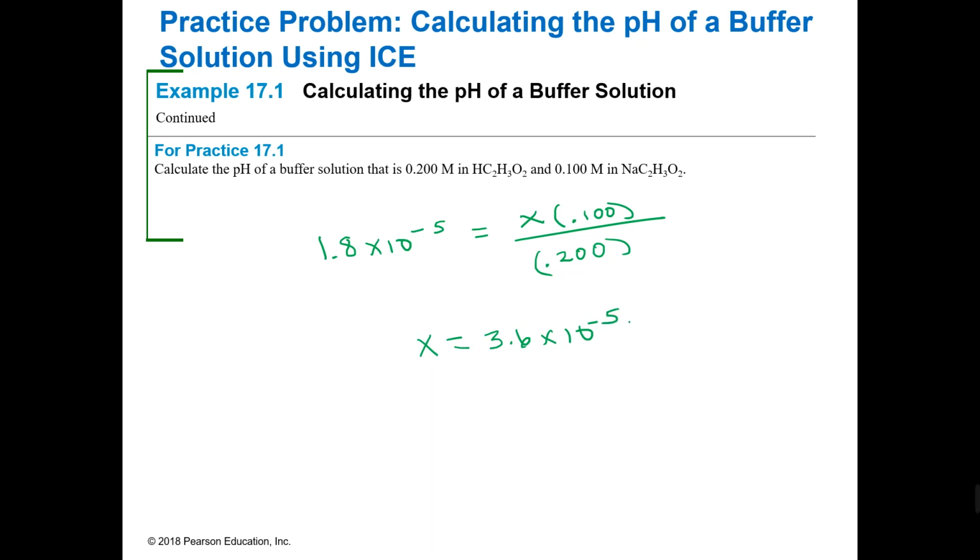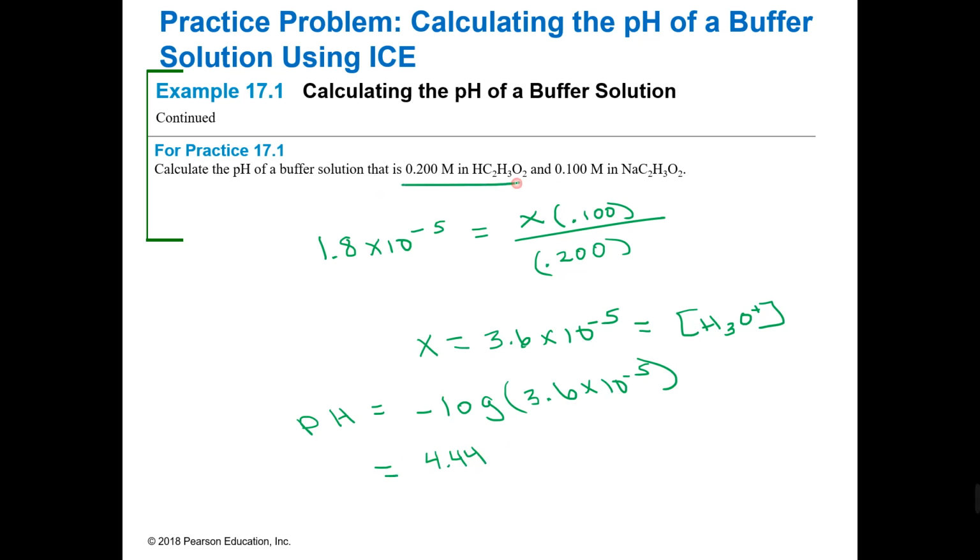That is our change, so it is also our hydrogen ion concentration. So we're just going to take the negative log of the 3.6 times 10 to the minus 5. And that's going to be a pH of 4.44. And that should make sense because we have a higher concentration of acid in our solution.